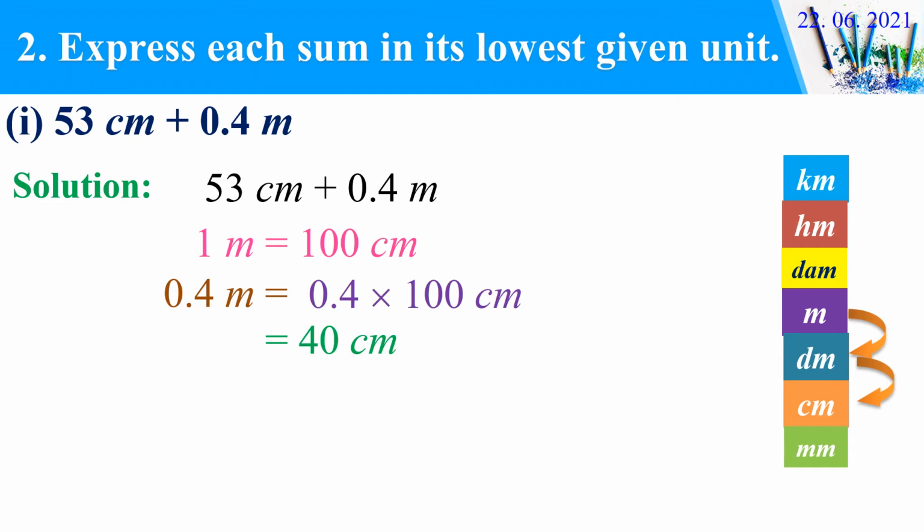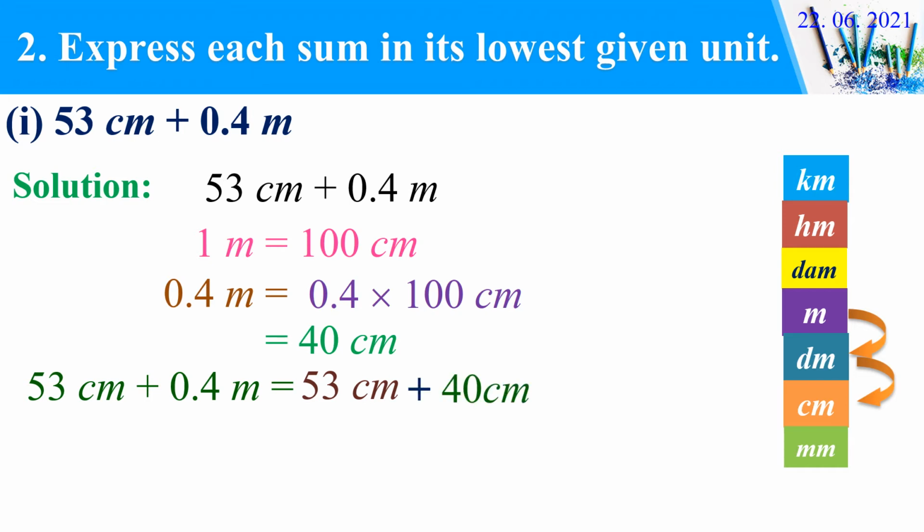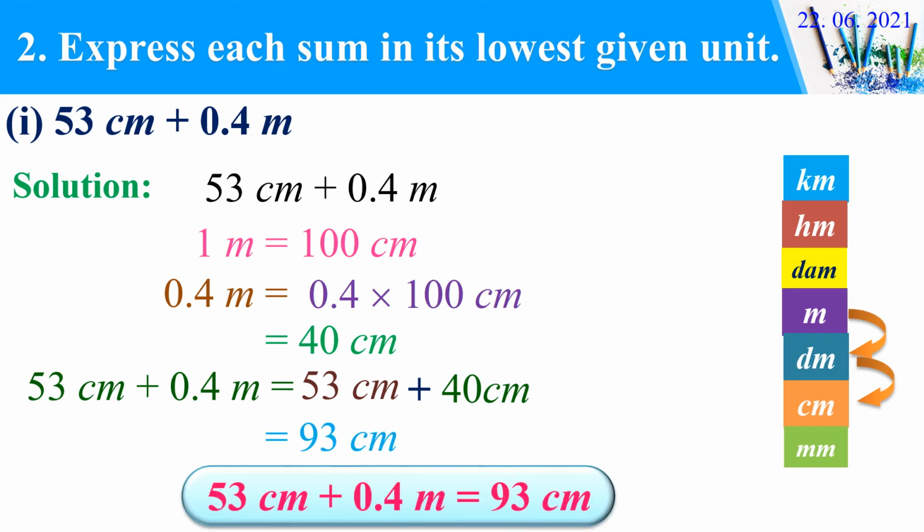We know very well that there are 2 zeros in 100, so we have to move the decimal point to the right side. On moving we get 40 centimeter. Now 53 centimeter plus 0.4 meter is equal to 53 centimeter, written as it is, and instead of 0.4 meter we found 40 centimeter. So plus 40 centimeter, and adding them we get 93 centimeter. 53 centimeter plus 0.4 meter is equal to 93 centimeter is the solution for this sum.